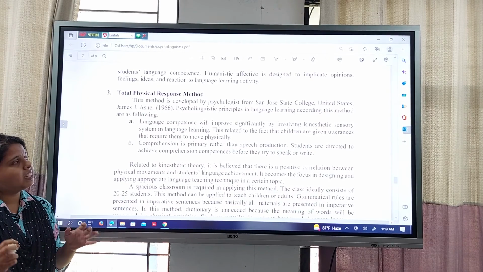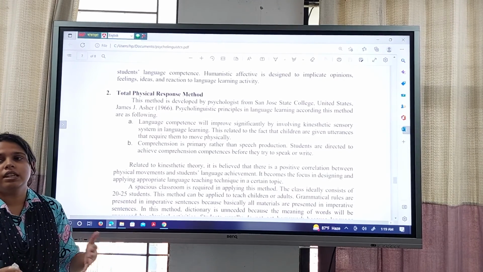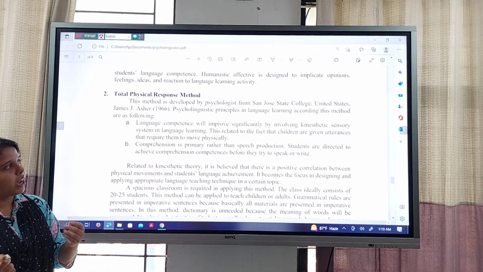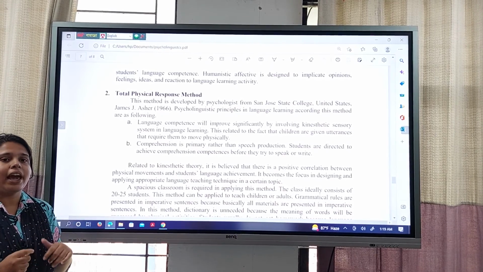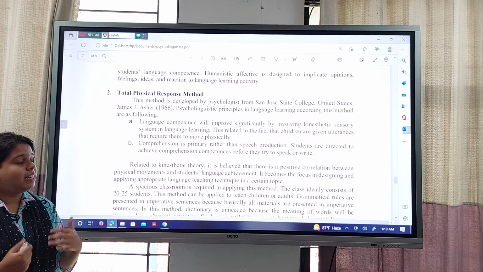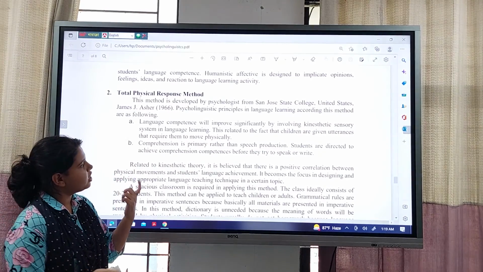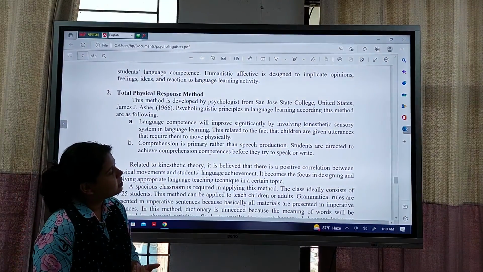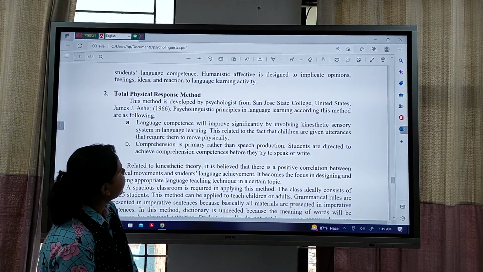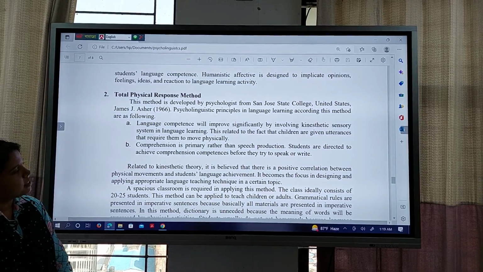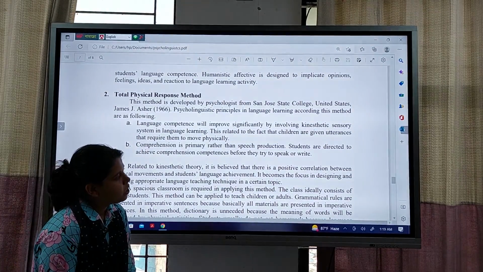But if any task related to the lesson is given to them, they try to act physically and they acquire those very first. And then comprehension is primary rather than speech production. Students are directed to achieve comprehension competence before they try to speak or write.